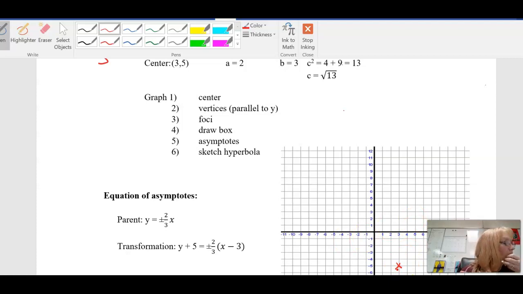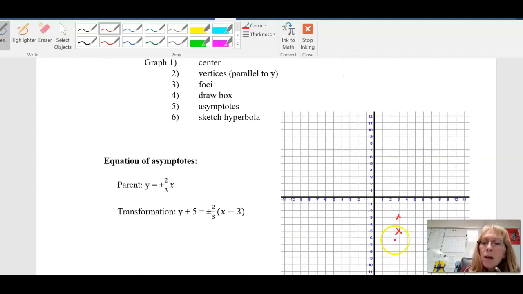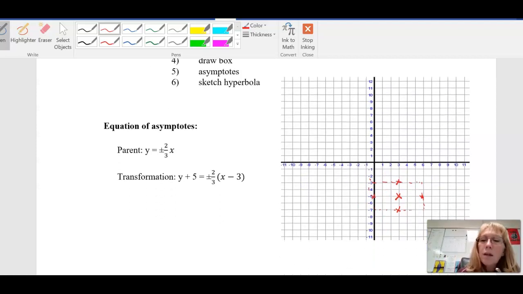Okay, we know that the y is the positive, so we're going to open on the y. So I'm going to go up 2 for my vertex from that center, down 2 for my other vertex. Okay, on the x we're going to move 3. So from here we're going to go 3 over, 1, 2, 3 over. Okay, we're going to draw in our box. And we're going to sketch in our asymptotes.